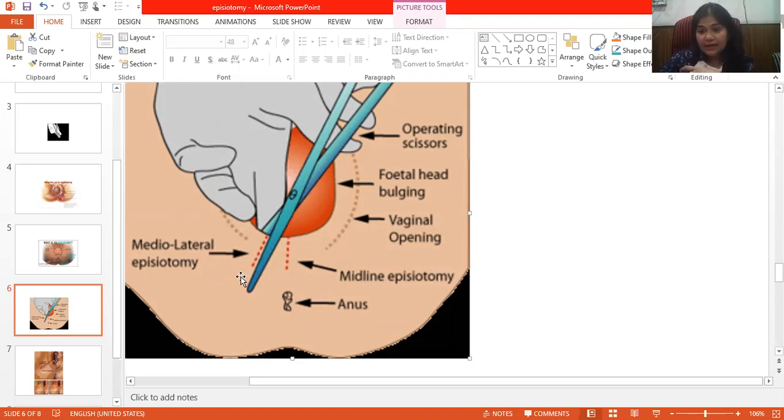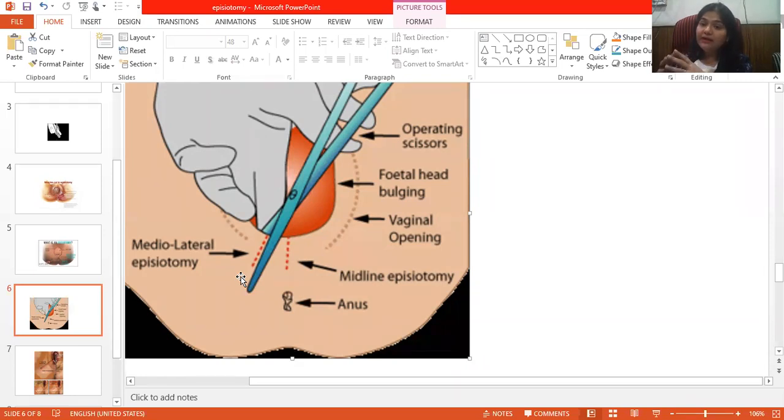So what we routinely follow in the labor room is a mediolateral episiotomy. The three types of episiotomies are median, mediolateral, and lateral. What we are routinely using is either left or right, depending upon the person, whichever side they want. You can give left or right mediolateral episiotomy. See, it's a surgical incision, so it is going to cause pain to the patient. So you have to give local anesthesia whenever you are planning to do an episiotomy.